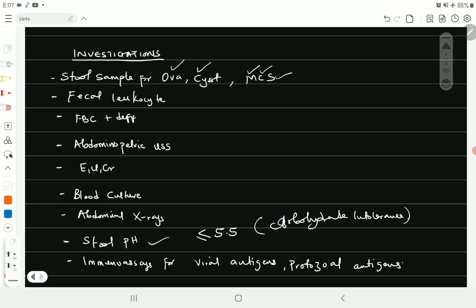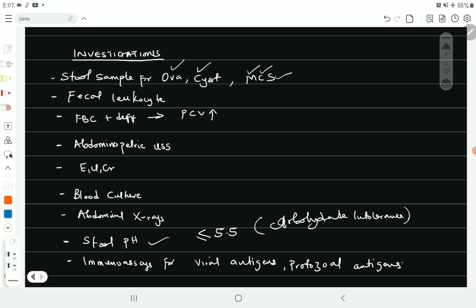Or you are seeing reducing substances in stool. Those are a sign of carbohydrate intolerance. Now, having investigated the stool, other things you want to check are full blood count plus differential. The likely thing you might see on this full blood count is, if the dehydration is so much, you are going to be seeing hemoconcentration, PCV will be up.